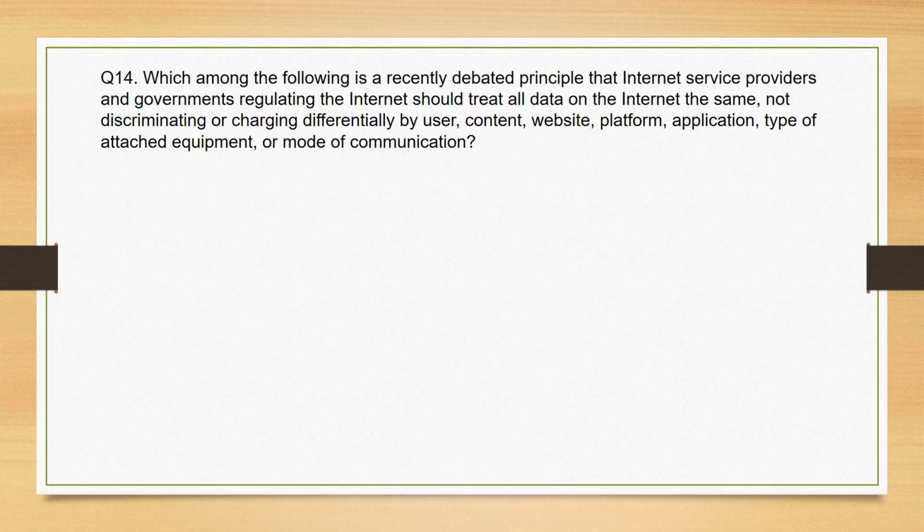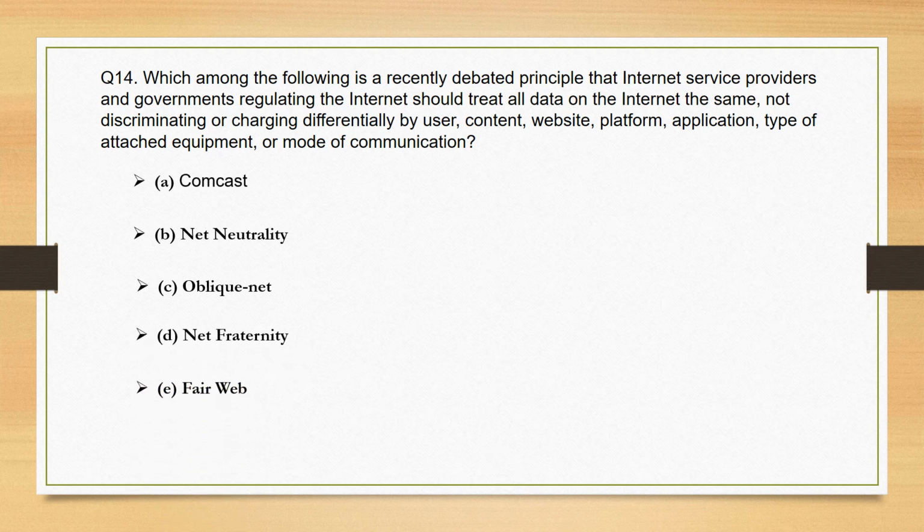In this question: which among the following is a recently debated principle that in internet services, service providers and the government regulating the internet should treat all data on the internet the same, not discriminating or charging differentially by users, content, website, platform, application, type of attached equipment or mode of communication. What are the options? Comcast, net neutrality, oblique net fraternity, and fair web.